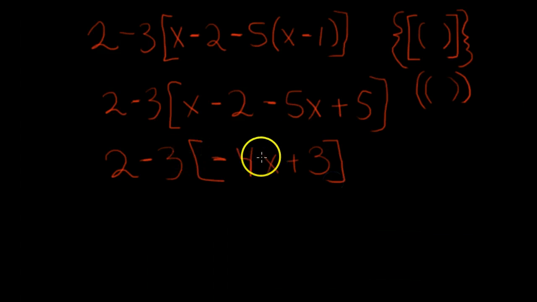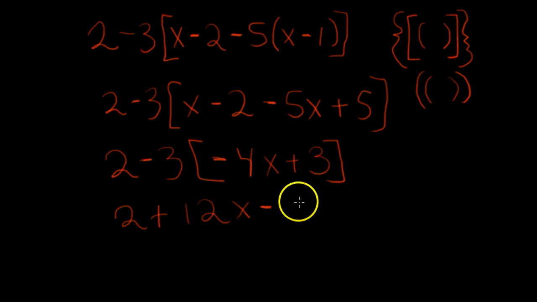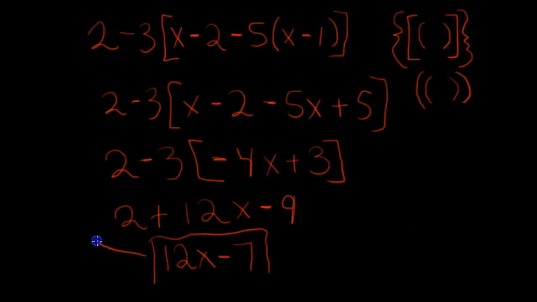Now we can distribute the -3 into this, so we're going to have 2, -3 times -4x is going to be plus 12x. -3 times +3 is going to be -9. And now, combining like terms again, we're left with 12x minus 7. This is going to be the simplest form of the expression. Now these expressions are completely equivalent to each other, and that's why we call it simplifying, because we're creating a simpler form of the expression.